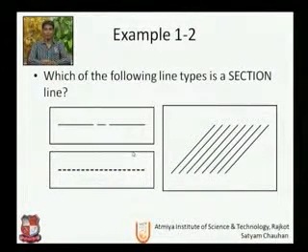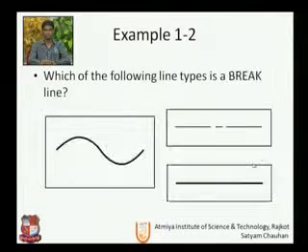Next, which of the following line types is a section line? For the section line, we are using hatching lines, with lines parallel to each other, so this will be the answer. Which of the following line types is a break line? We are using a curvy line to show continuous arcs. The continuation is represented with the help of a break line, so this will be the answer.